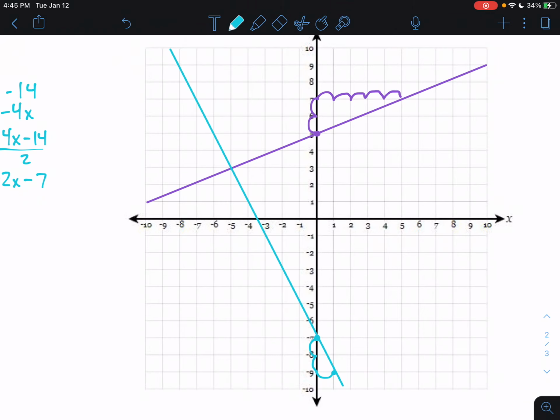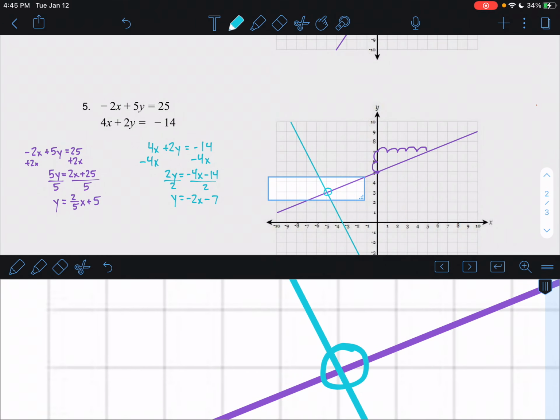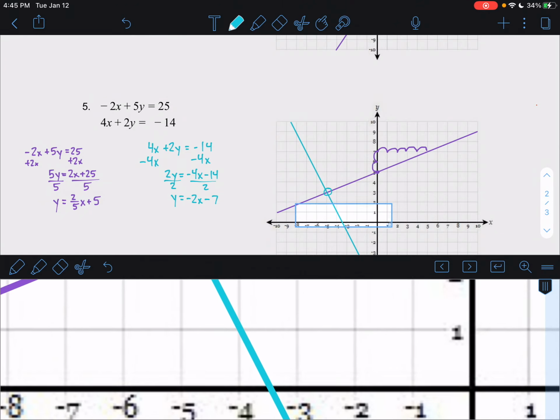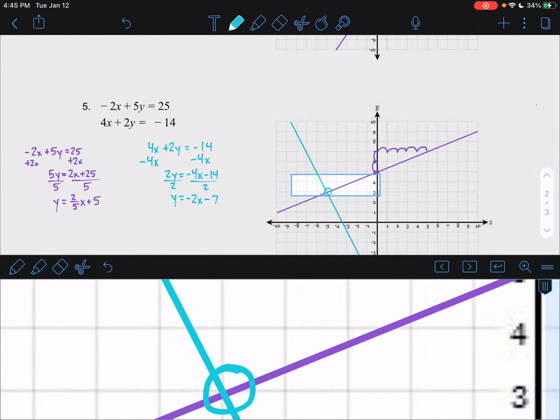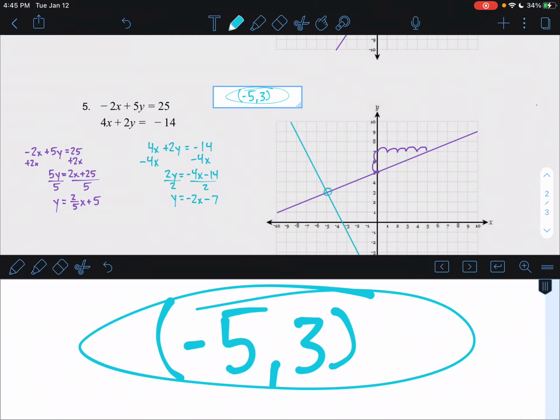Okay, so there we go. That's what my line looks like once I graph it. And again, it may not be perfect, but we can see that when I graph it, they cross right there at the point negative 5, 3. So by graphing, my solution is negative 5, 3. Hopefully, when I do elimination or substitution, I will get the same answer.